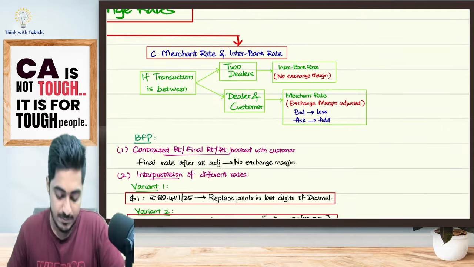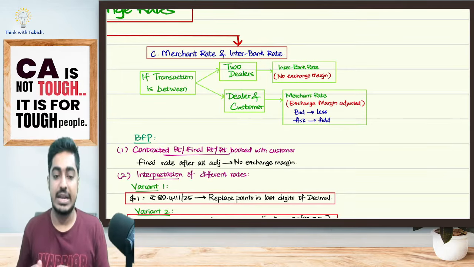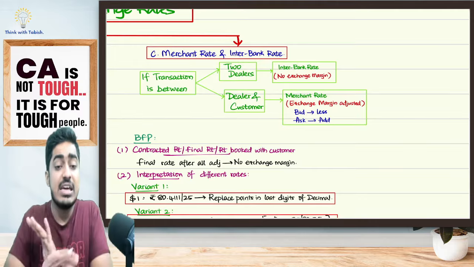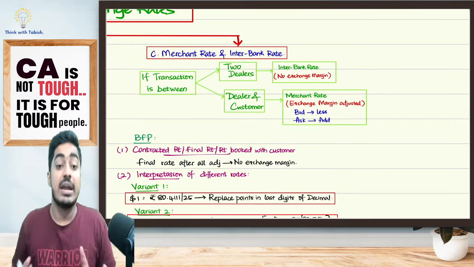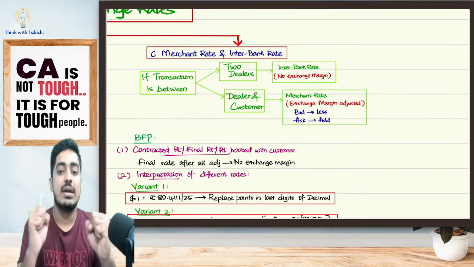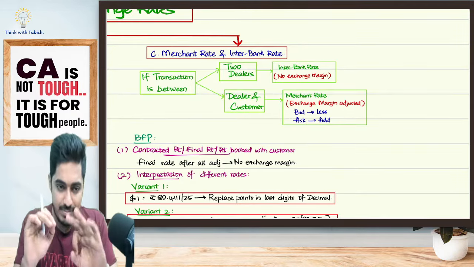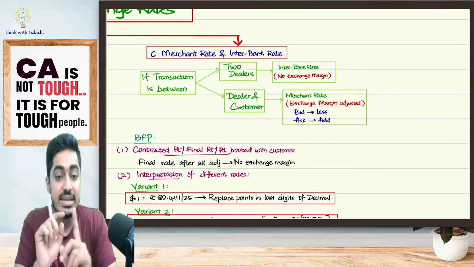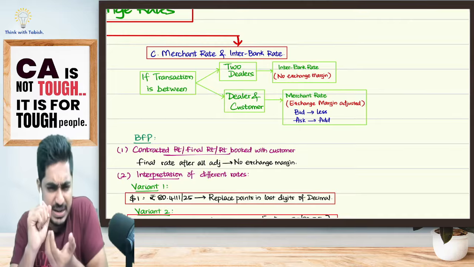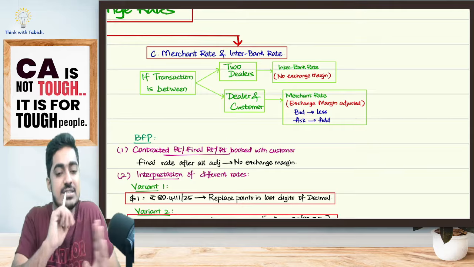Then comes the third type of rate, which is merchant rate and interbank rate. If the transaction is happening between two dealers, it is called interbank rate. There no exchange margin is considered. If the transaction is happening between a dealer and a final customer, it is called merchant rate. Here my exchange margin will be adjusted. How will I adjust my exchange margin? In case of bid, I will reduce it. In case of ask, I will add it.